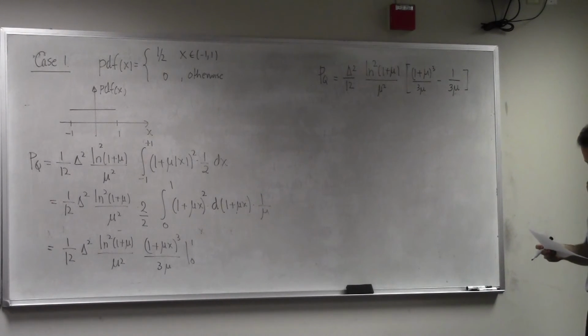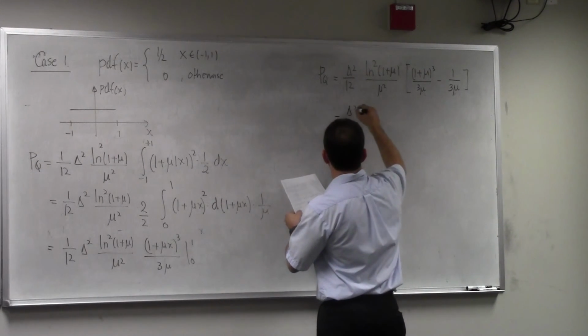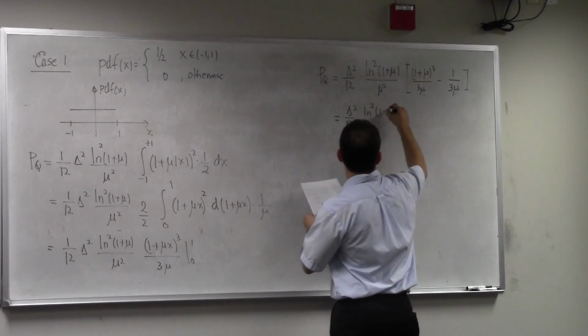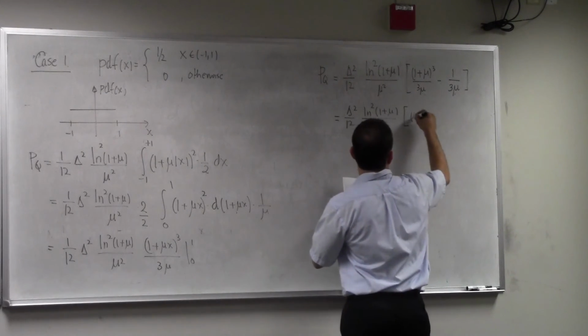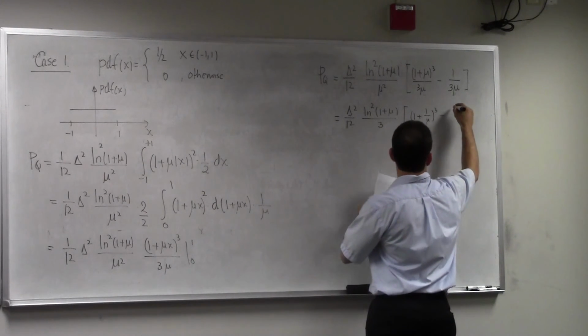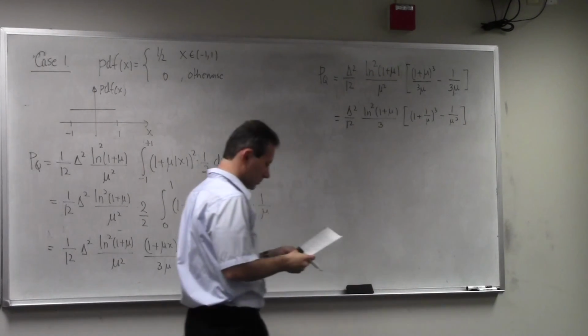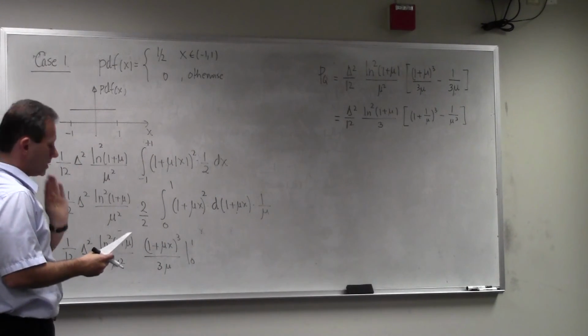Let me see what I did here. I brought mu squared inside, and then this becomes delta squared over 12. And then I have ln squared of 1 plus mu, everything over 3. And then I have (1 plus 1 over mu) cubed minus 1 over mu cubed. And that's how I have it written in my notes, which is essentially the same thing. So that's the power of the quantization error.